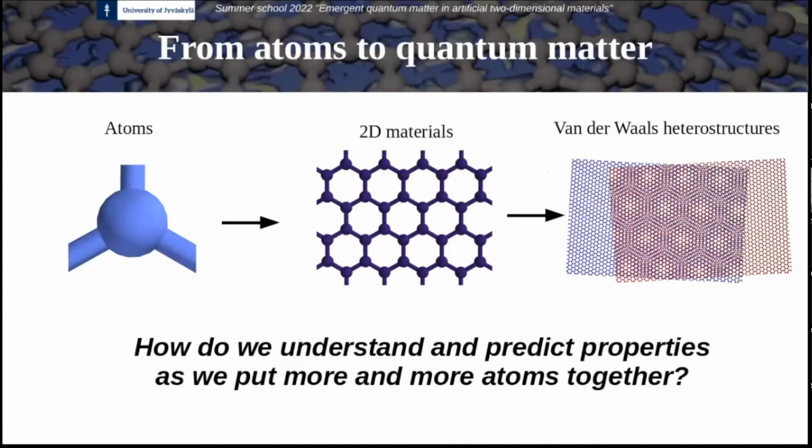Now let us dive a little bit more towards the theory side. So in the rest of the lecture today, what we are going to focus on is how to go from the electronic properties of individual atoms to the electronic properties of van der Waals heterostructures, of a twisted van der Waals heterostructure. So the question is, how do we start with the Schrödinger equation for an individual atom, understand what are the electronic properties of a 2D material, and then afterwards take the electronic structure of a 2D material and understand what is the emergent phenomena that we see in a van der Waals heterostructure.